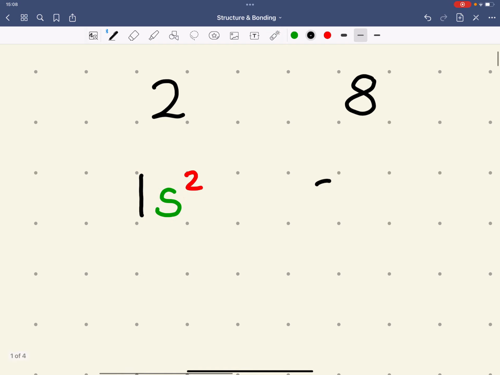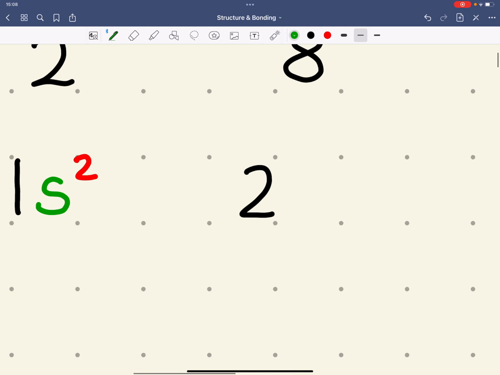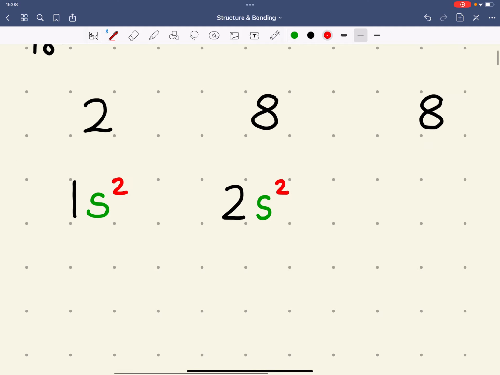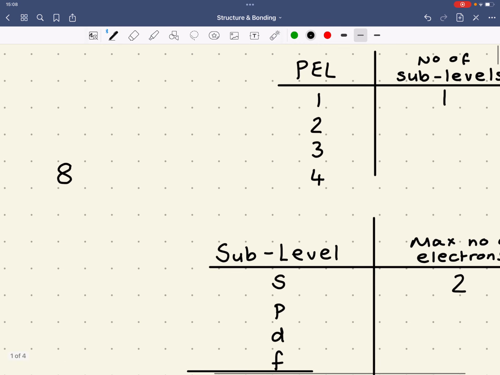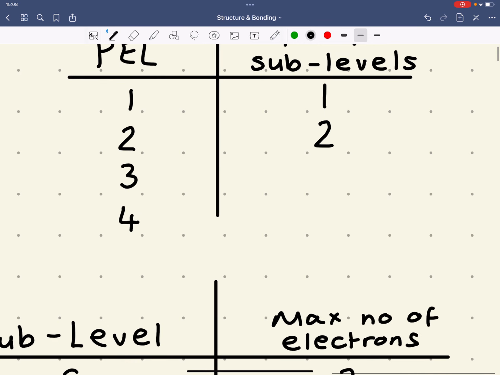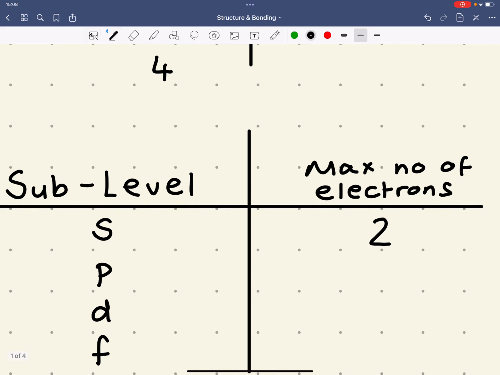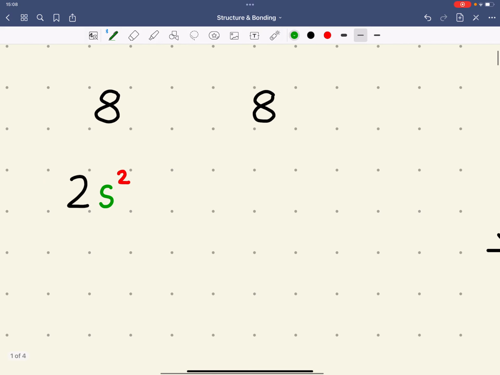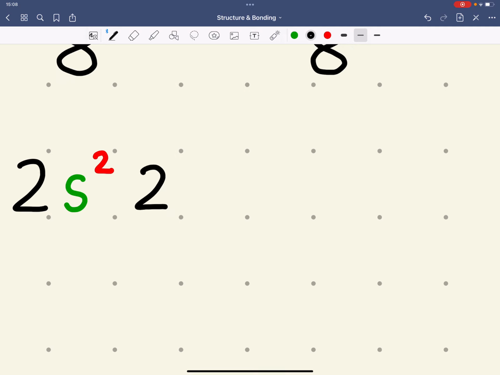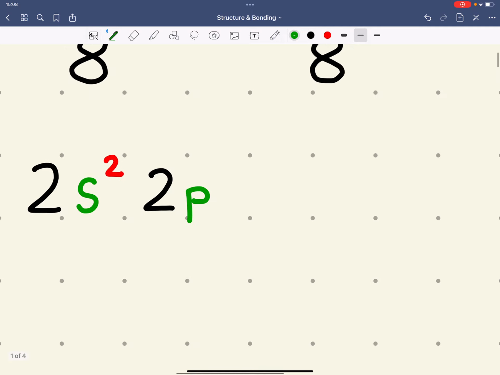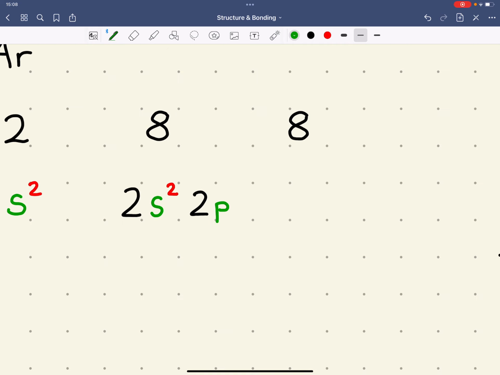So now I'm going to move on to this number 2. Remember, we've always got to start with an S, and the S can hold a maximum of 2. So, the second principal energy level happens to have 2 sublevels. The second sublevel after S is P. So what we can do now is fill in this as being 2p. And remember, the second principal energy level can only hold 2 sublevels, and it's the S and the P.